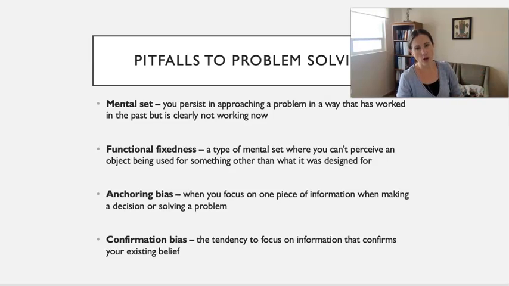That's one common pitfall. Another one is functional fixedness. Functional fixedness is a type of mental set where you can't perceive an object being used for something other than what it was designed for. You can't think outside of the box. The famous example of this is an experiment where they gave people a box of matches, a few tacks, and a candle. And they said, you need to have this candle attached to the wall. You need to have it off of the table and lit.